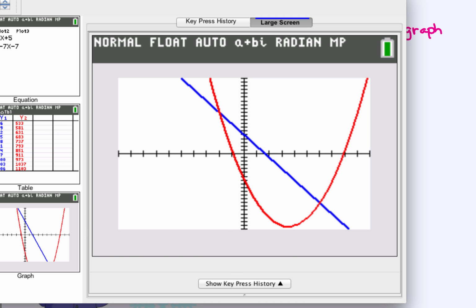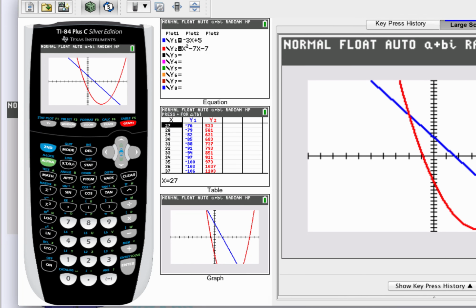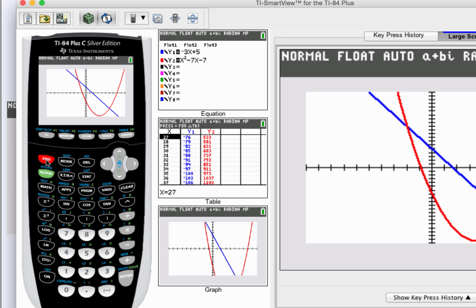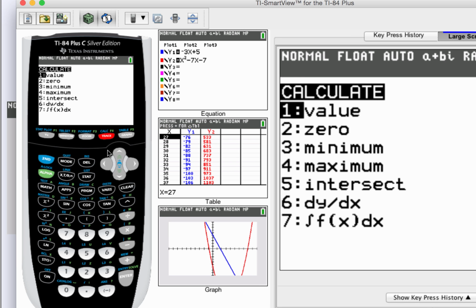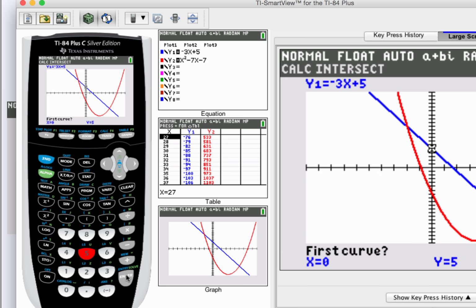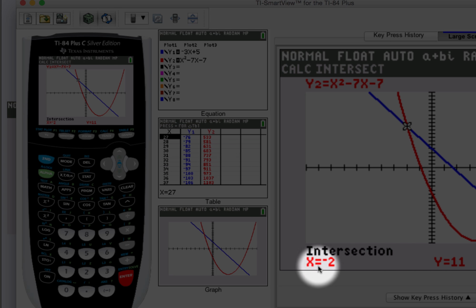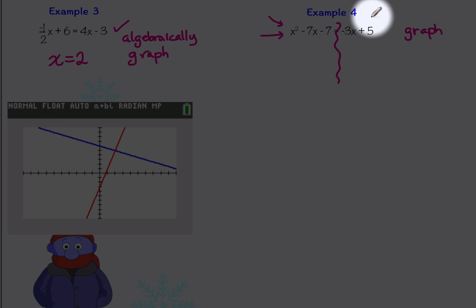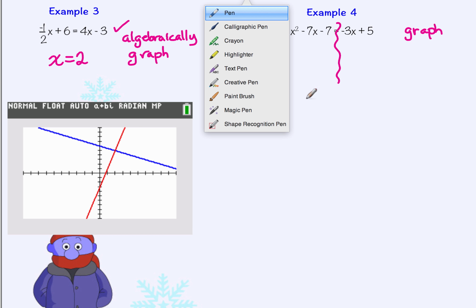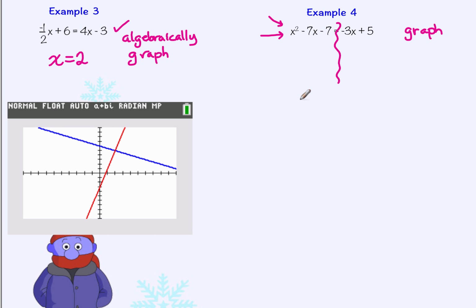So I'm also going to let the calculator figure out the answer for me. I'm going to go into second function, calculate. Remember doing this? I'm going to go to the intersection, and I'm going to press enter 3 times. 1, 2, 3, and voila. They tell me the first x is negative 2. There's another answer to that.